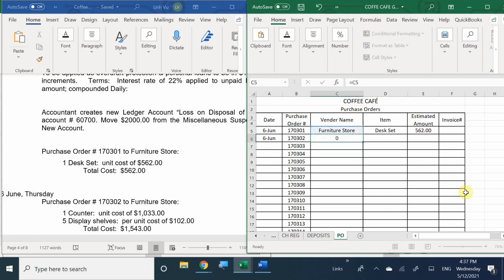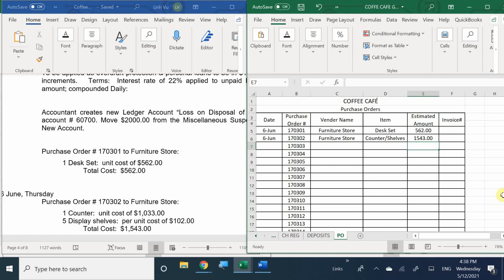Purchase order number 170302. Okay, so I've already had my purchase order slips ready. Go ahead. It's for the counter and the shelves. Yes, so here you decided, well, we definitely need a counter for our register or to do our sales, and we definitely need some display shelves, maybe to sell our inventory. Okay? We need shelves. And what is my total purchase order amount? 1543. So that's my grand total there.